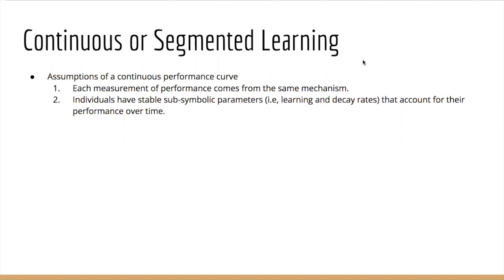Though the PPE has successfully accounted for human performance across a variety of different domains, it, along with other models of learning and retention, assumes that performance will follow a smooth performance curve, which comes with 2 assumptions. One, these models assume that performance is generated from the same mechanism, and two, that individuals have stable subsymbolic parameters such as learning and decay rates.